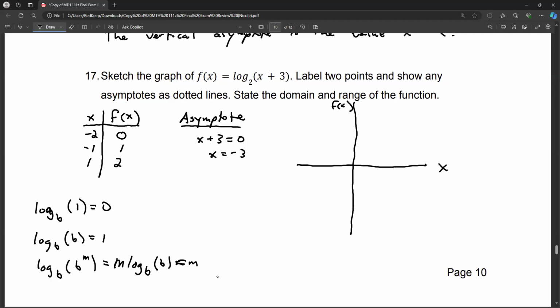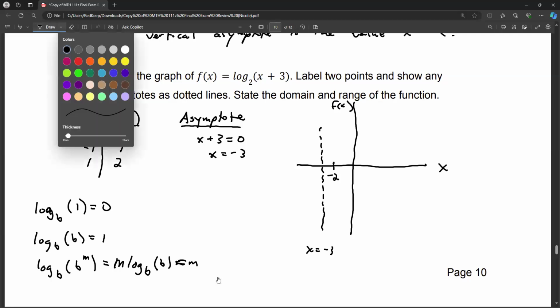And we said, well, the asymptote is at x equaling -3. So I'll go ahead and put that down first, x equaling -3. And let's see, what else do we have here? We have our first point, which is at -2, and the output is 0. Okay, let me go ahead and signify that with another color.